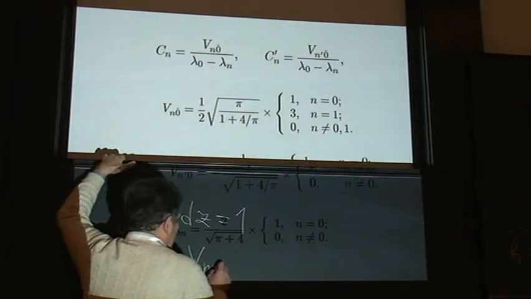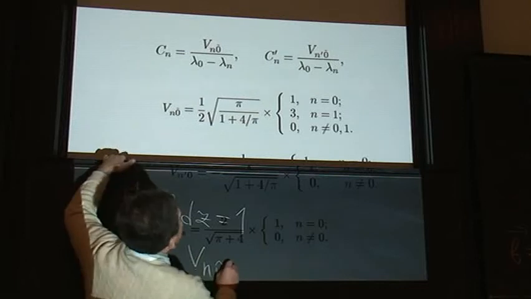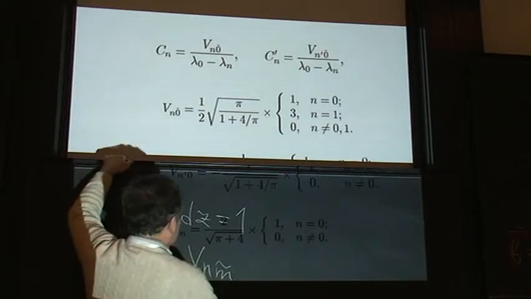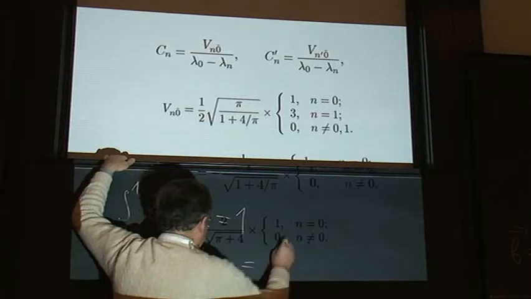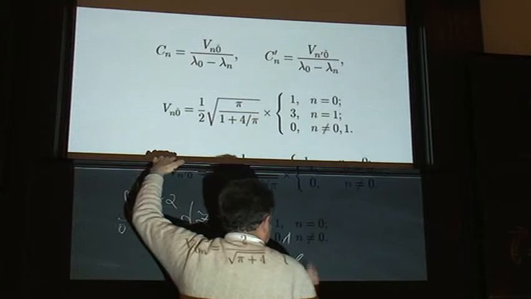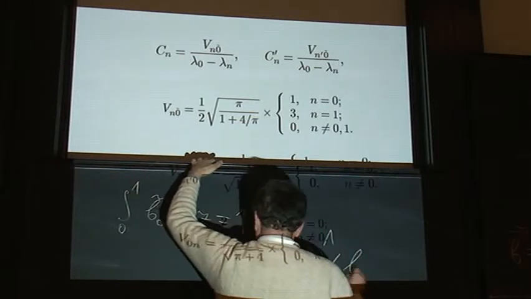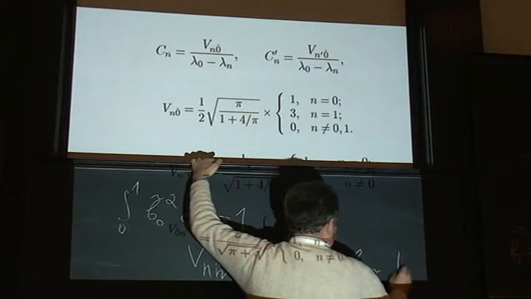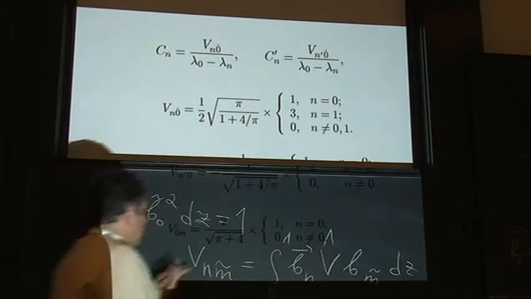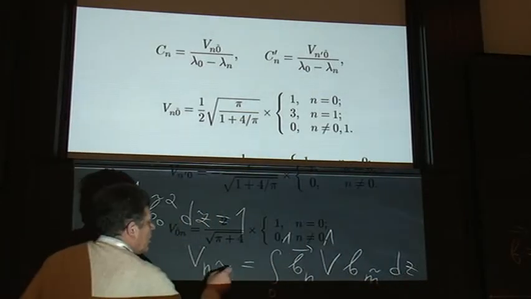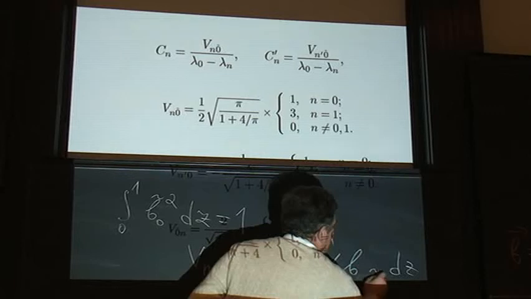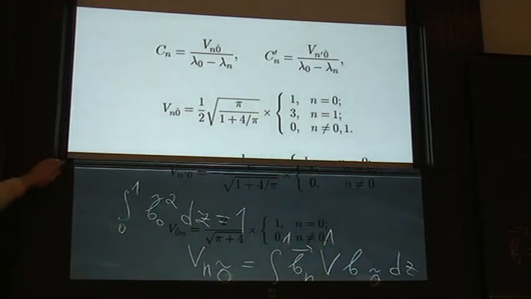V m m tilde dash. What is there? Tilde is equal to the integral from 0 to 1, B m, m tilde dz. In reality, I will be getting here zeros. Only this will be interesting and appearing in the solution.